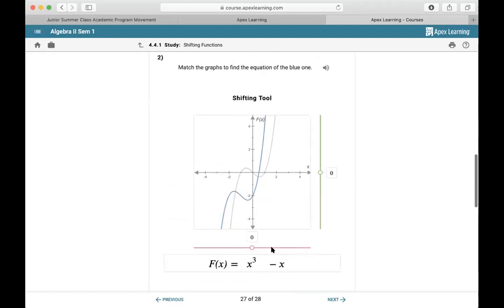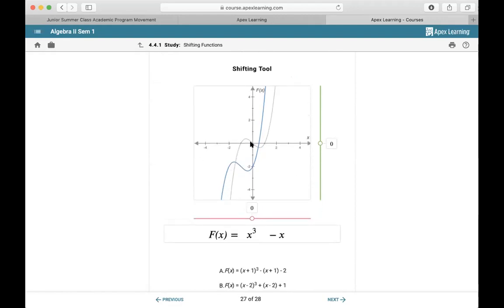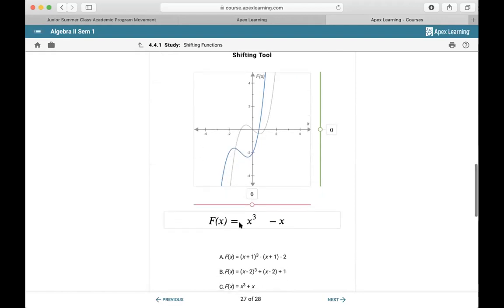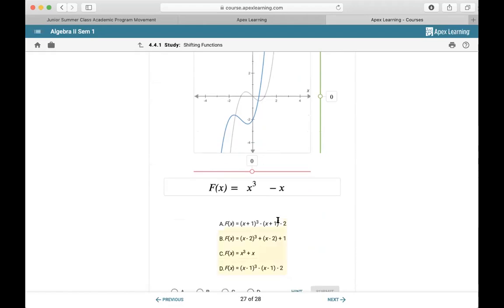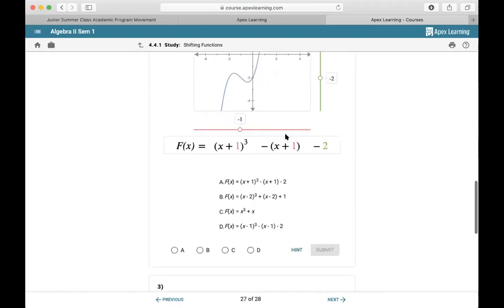For 2 here, match the graphs. So original is this gray one here, and my original graph is apparently x cubed minus x. So it looks like I've moved down 2, so I'm going to subtract 2 from the end, so my answer is either A or D. So I've moved down 2, and I've moved left 1. Obviously using the sliding tool, that gives me my answer to be A.